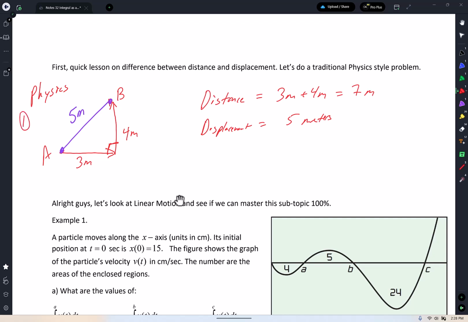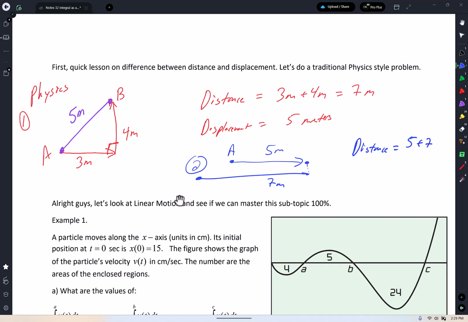Let me do one more. Scenario 2, I'm going to do it in blue. Okay, let's say you start at this point A, and I'll keep it simple. I go 5 meters right. And then I get to that point, and now I'm going to move. I'm just moving right or left, so I'm actually not moving down here. Now I'm going to move 7 meters left. So my total distance that I traveled is 5 plus 7, right?